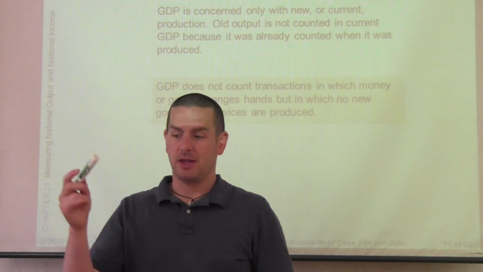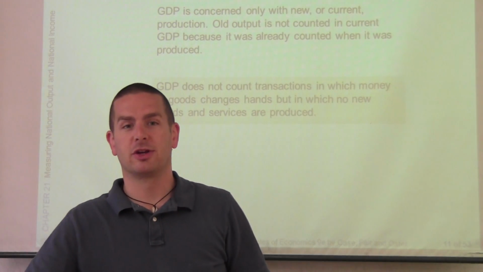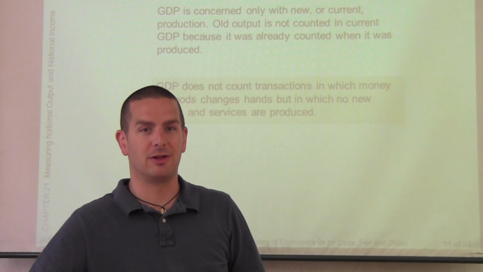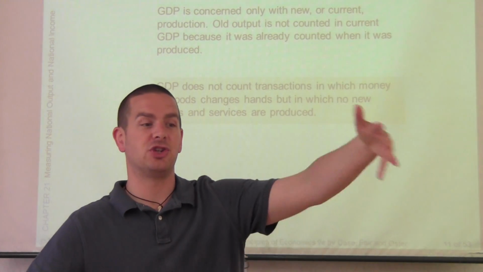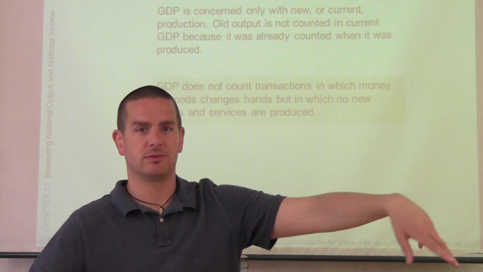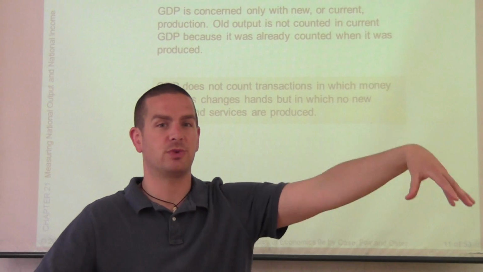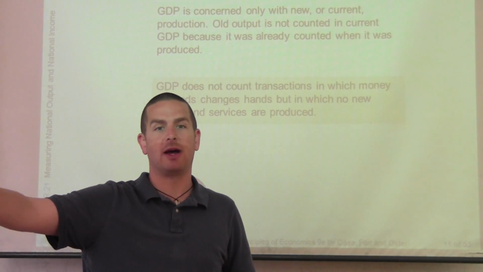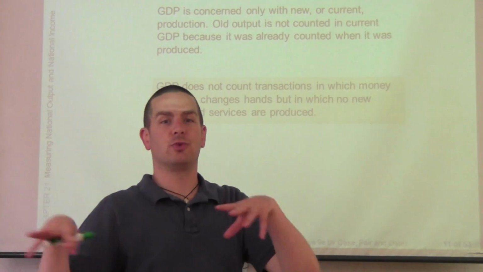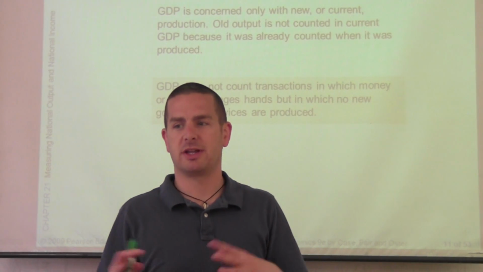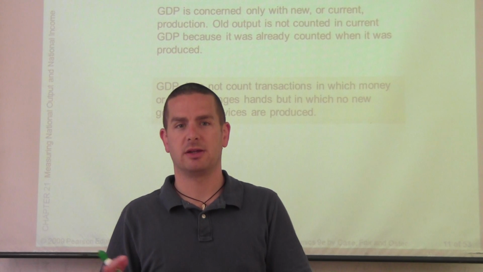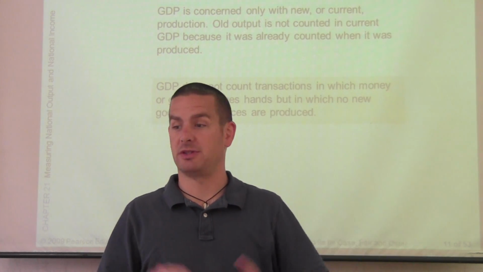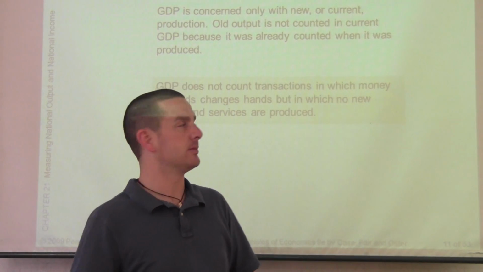Right. It's because the cars that were made in 2012 were counted in GDP for 2012. Right? The cars produced in 2012 were made in 2012. It makes no sense to count them in 2014 as well. If you did that, you would be double counting, and overstating GDP. Right? You made the car in 2012. You didn't make it in 2014.